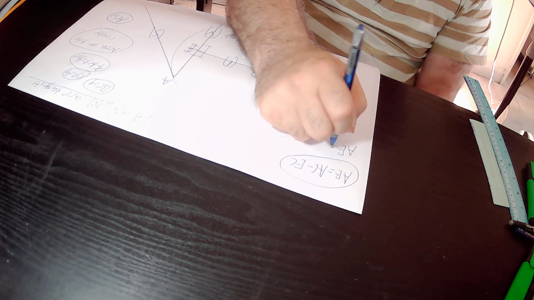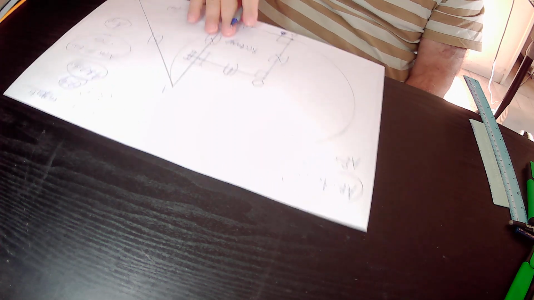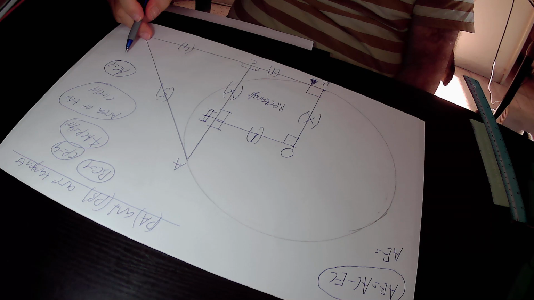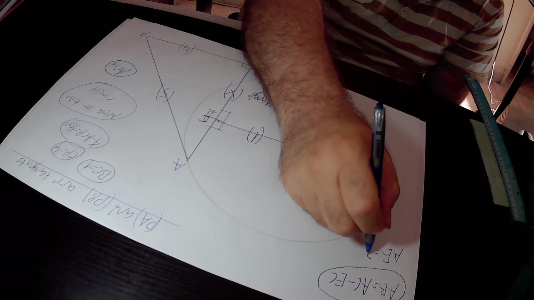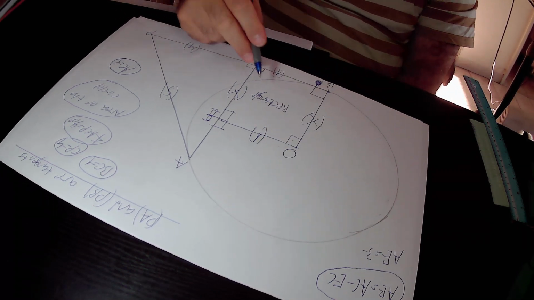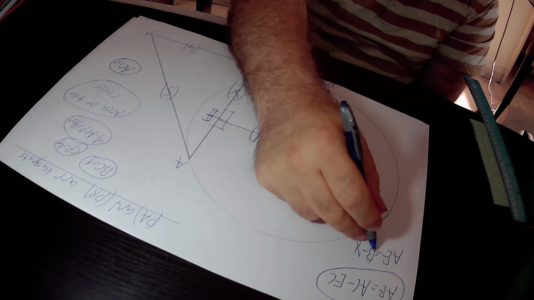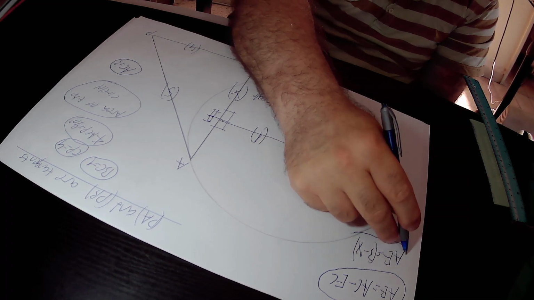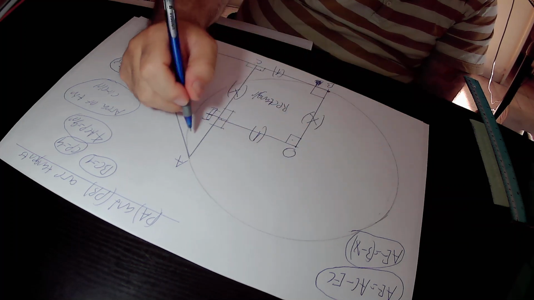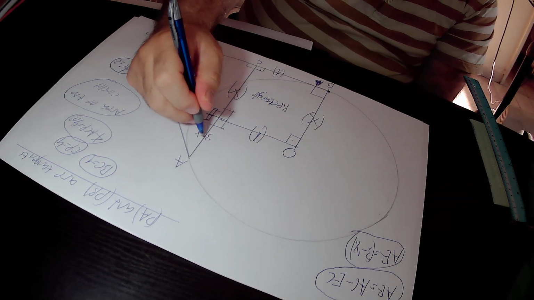So AC is 3. Minus EC. EC is x. So in total, AE equals 3 minus x units in its length. AE equals 3 minus x.